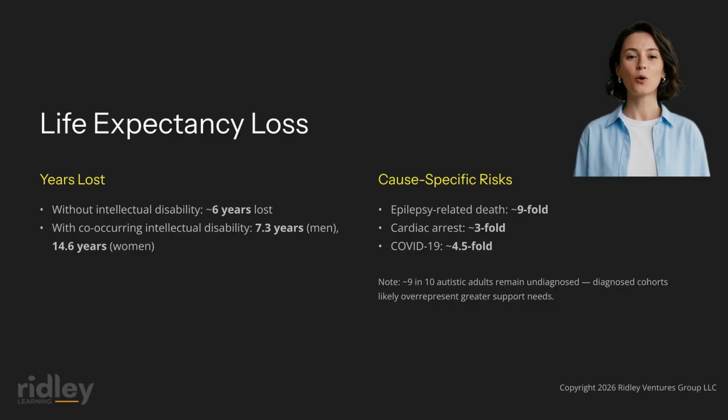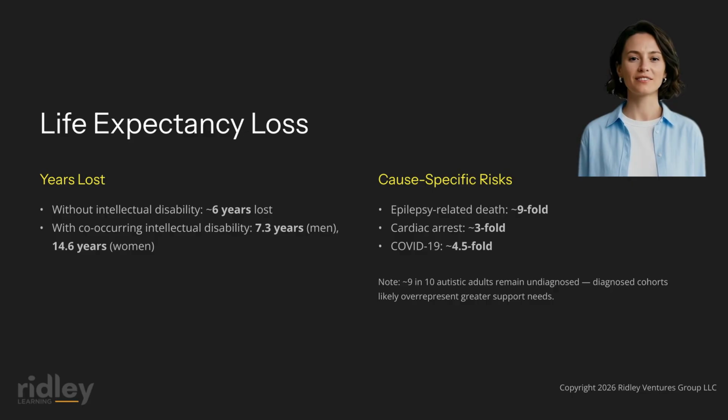More recent studies add important detail to these mortality findings. Onions and colleagues' 2024 United Kingdom matched cohort study estimated that autistic adults without intellectual disability lose approximately 6 years of life expectancy, specifically 6.14 years for men and 6.45 years for women. For those with co-occurring intellectual disability, the loss is even more dramatic at 7.28 years for men and 14.59 years for women. The authors noted that the diagnosed cohort likely overrepresents those with greater support needs because an estimated 9 in 10 autistic adults in the United Kingdom remain undiagnosed.